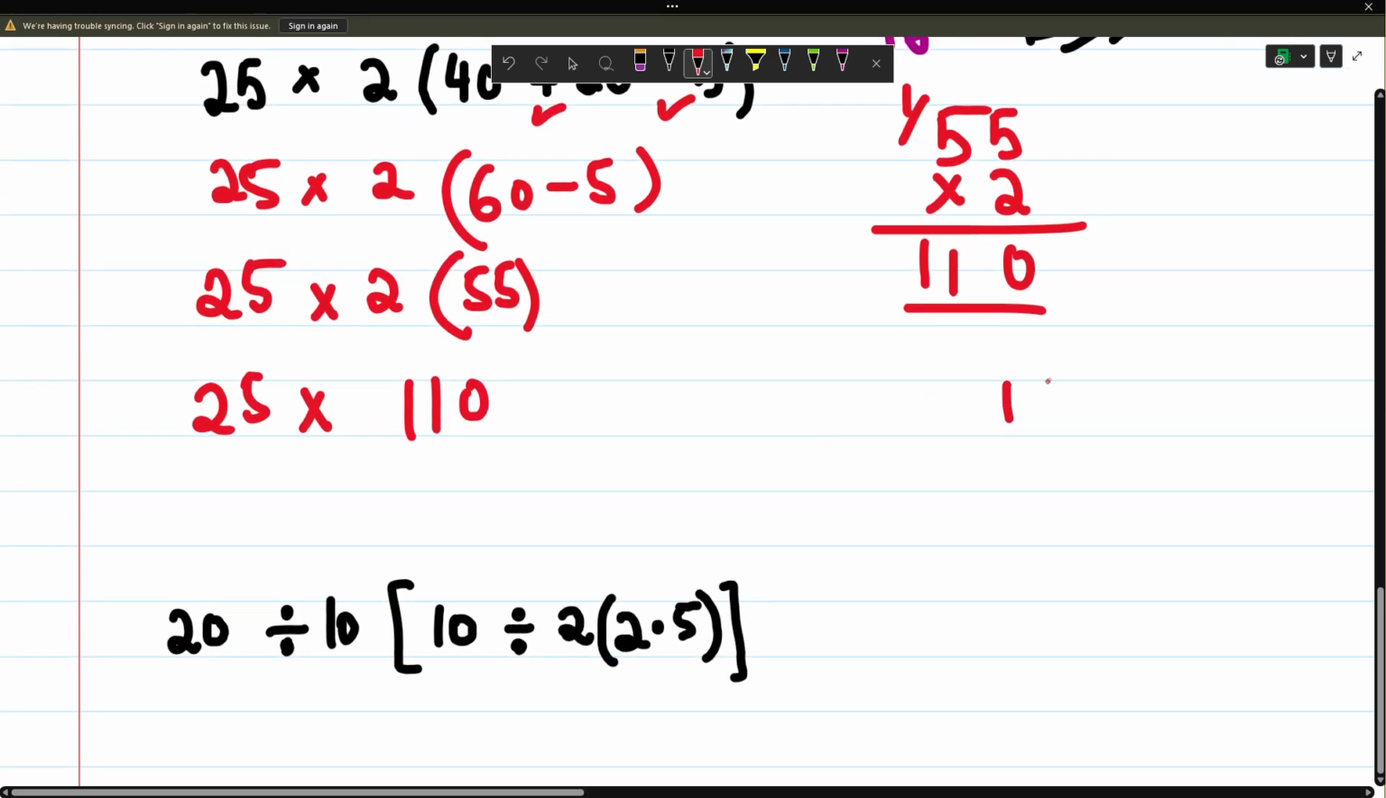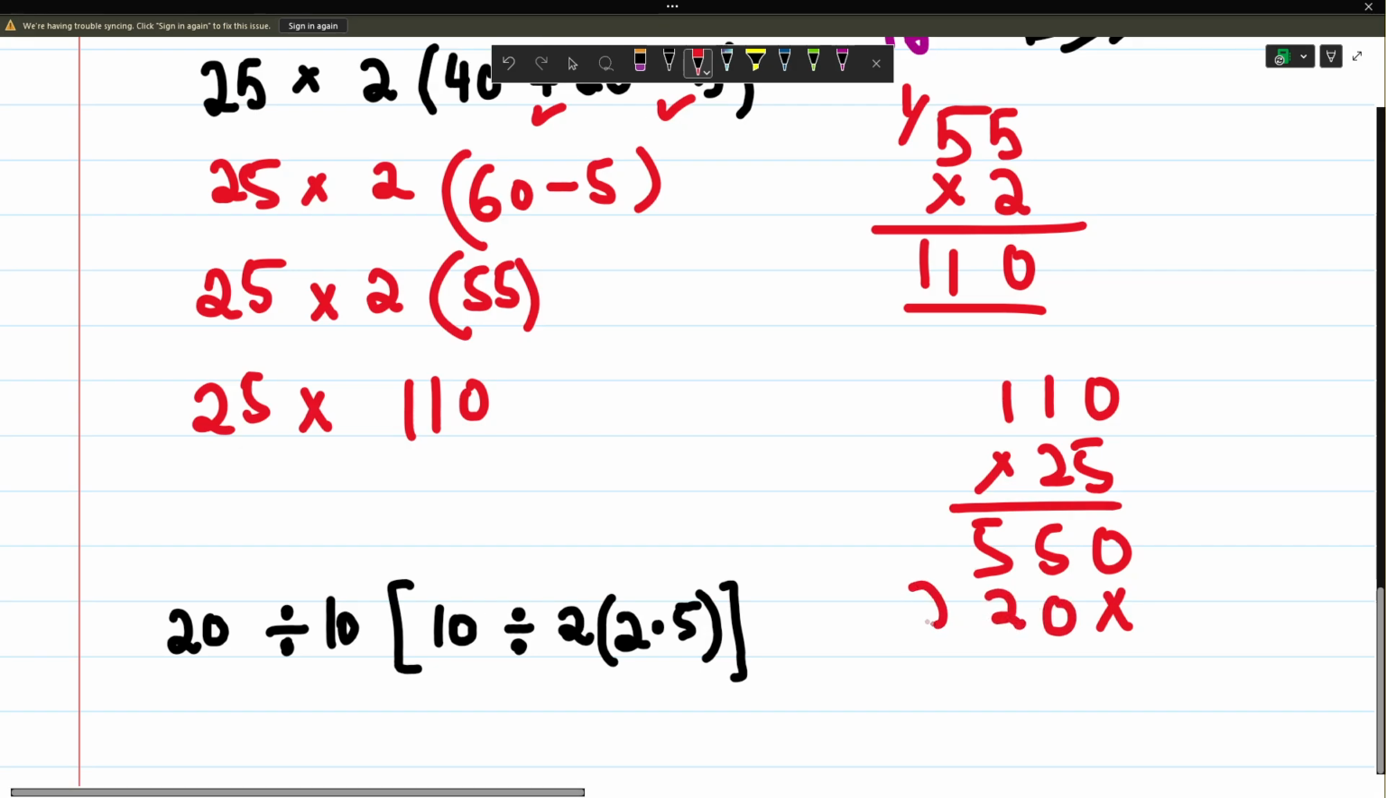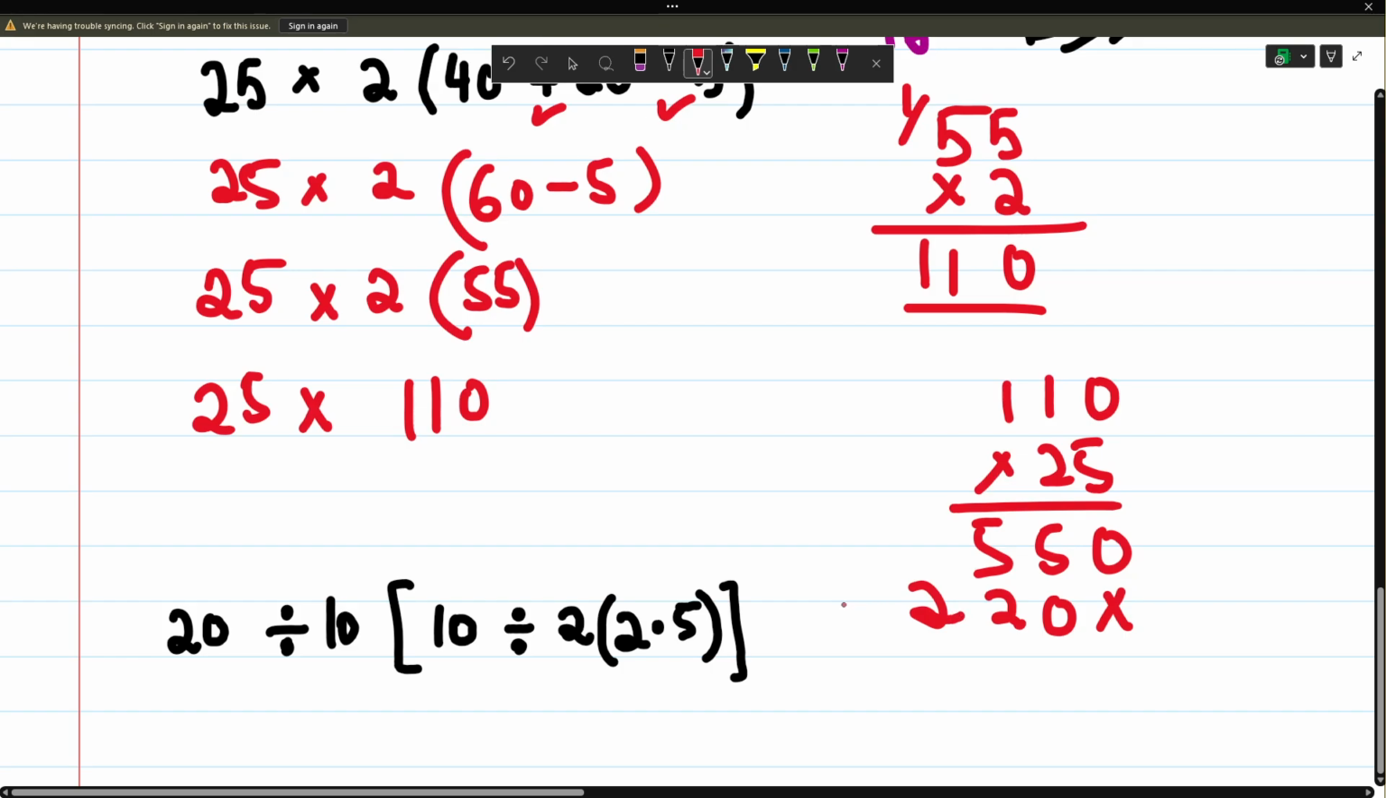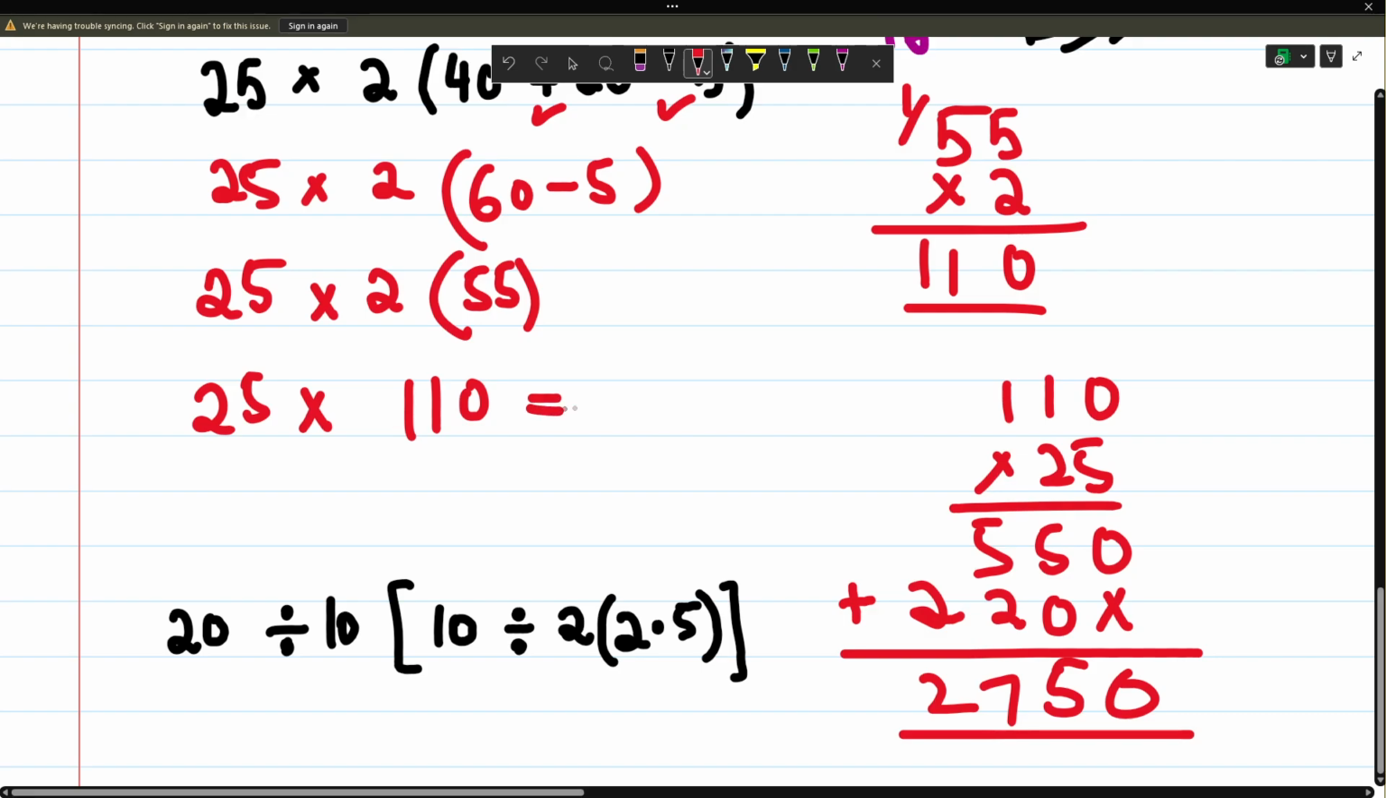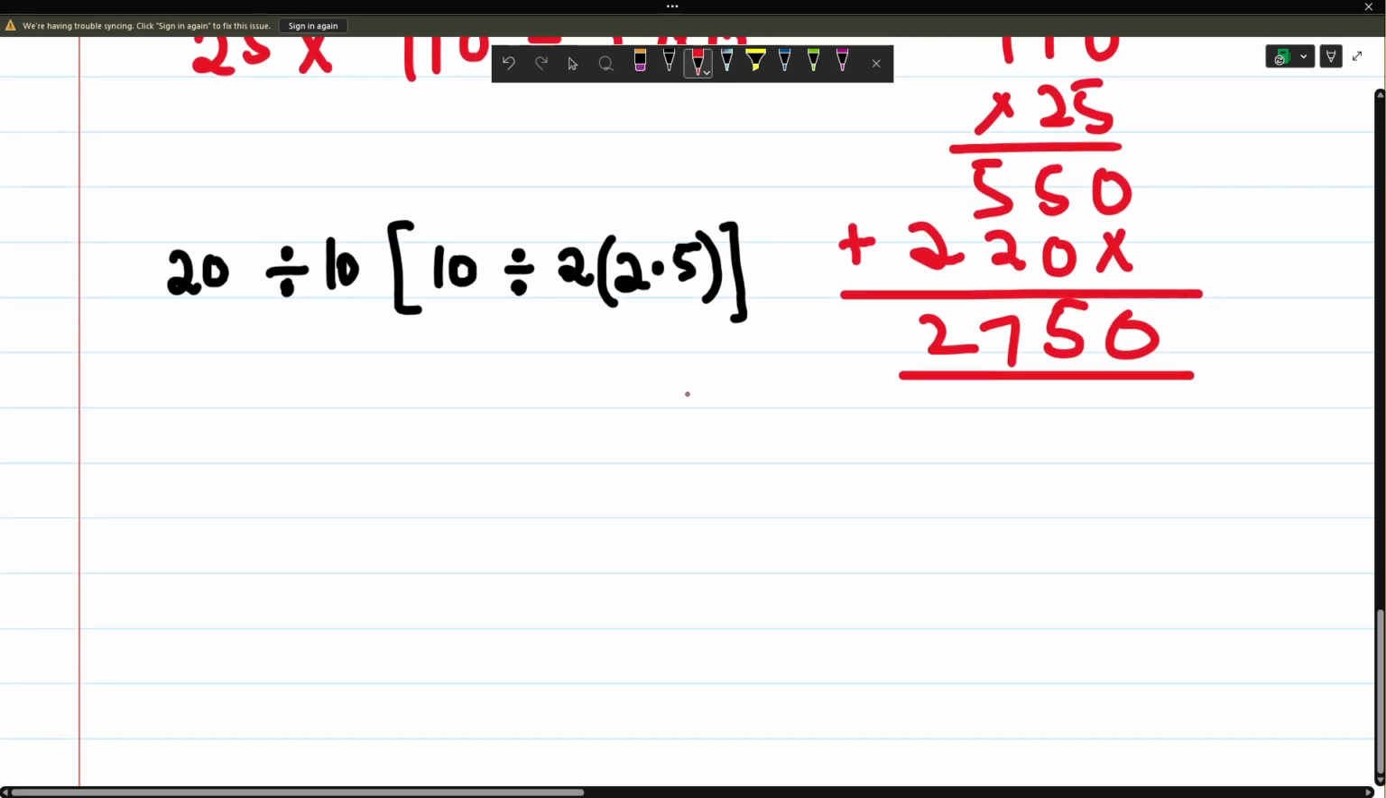So 110 multiplied by 25, 5 zeros is 0, 5 ones are 5, 5 ones are 5, right? Then 2 zeros are 0, 2 ones are 2 and 2 ones are 2. I assume आपको ये basic multiplication आती है, right? Okay, so you get 2750. Okay, wait a second, if you have done a mistake I will tell you.